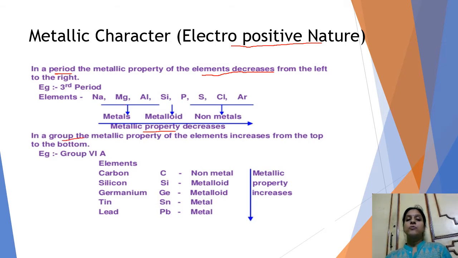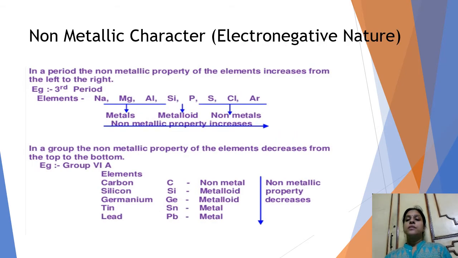Whereas if I am talking about the group, then this is the 14th group we can say. ये आपका कौन सा group है, 14th, that is carbon, then silicon, germanium, tin and lead. So here you can see that the metallic property goes on increasing, like the first element of this group is showing a non-metallic character, then next two are metalloids, whereas the last two elements are showing metallic character.